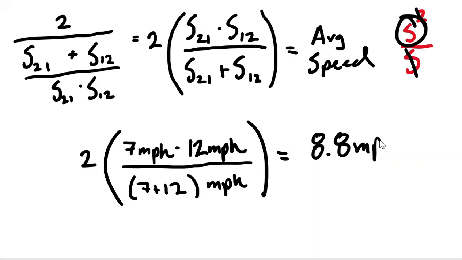8.8 miles per hour. And this is kind of what we're expecting, right? Because we're solving for the average speed. So the speed for path 1 was 12 miles per hour. The speed for path 2 was 7 miles per hour. So our average speed should be somewhere in between, and that's what we got.